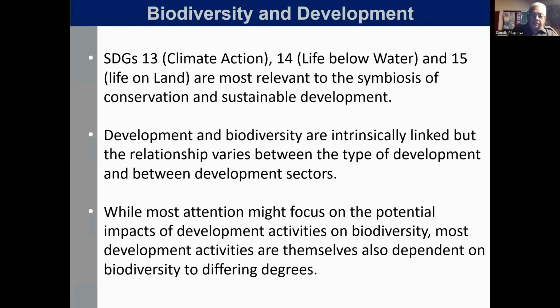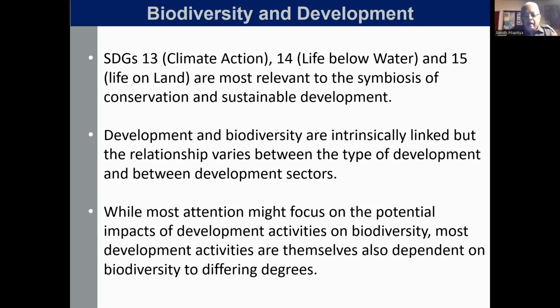Since the focus is on the sustainable development goals, there are 3 sustainable development goals that are directly related to wildlife conservation and biodiversity conservation. That is SDG 13, 14, and 15. They are the most relevant to the symbiosis between conservation and sustainable development. But most other goals are indirectly linked.